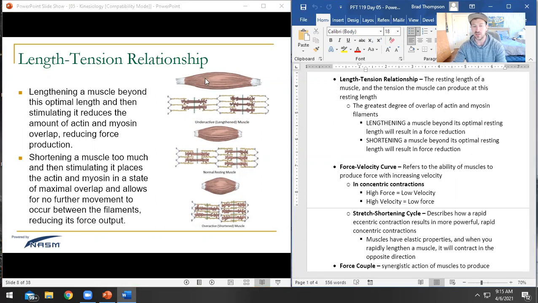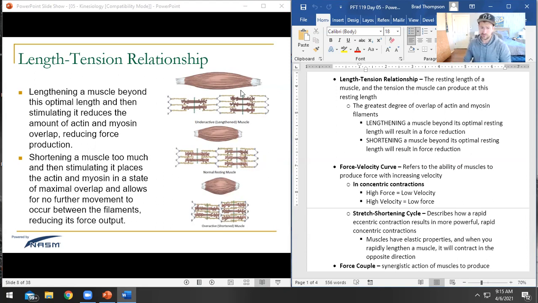So again, we can see here's a lengthened muscle, here's a shortened muscle, where everything has already crossed over one another. Here it doesn't have any grip. And then over here, this is an ideal resting length. This is a normal resting length. This is what you would see in a neutral posture.